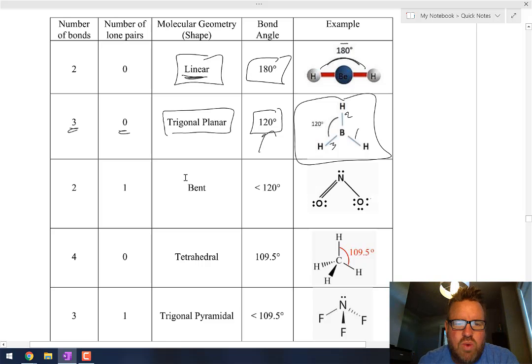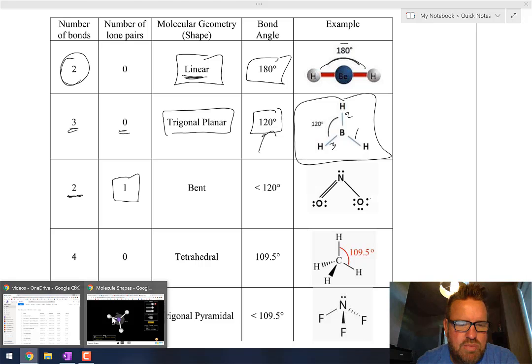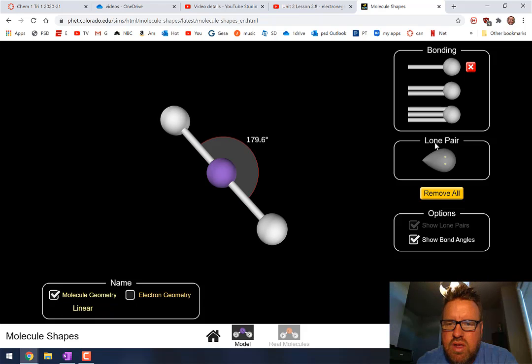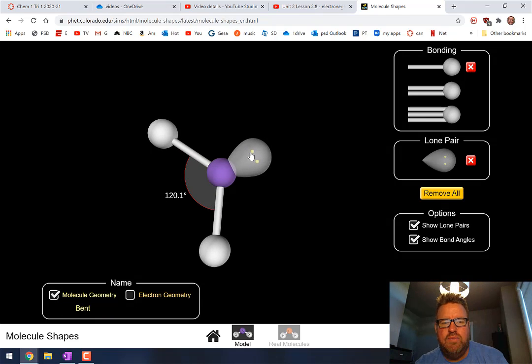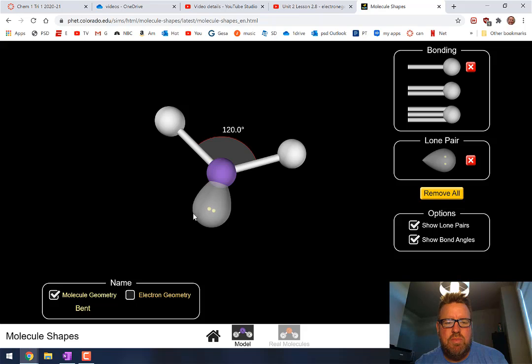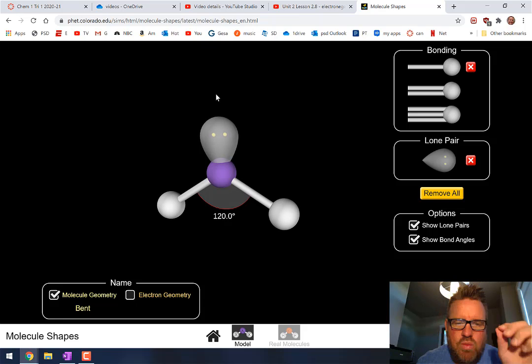Okay, the next one. Notice it's kind of similar, but now it only has two bonds, kind of like a linear one, but it has one lone pair. So let me switch back here. Up here in the corner you can remove bonds and you can add lone pairs. So notice that the shape of the molecule is the same. It's still a trigonal planar shape. We've just taken one of those bonds away and replaced it with a lone pair. Now they do say that that is a 120 bond angle. These are just the models.